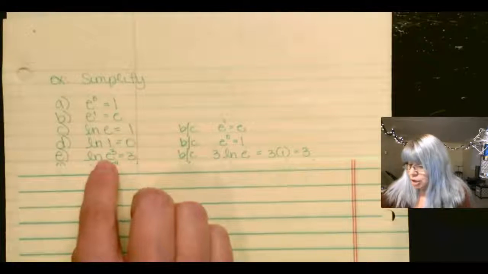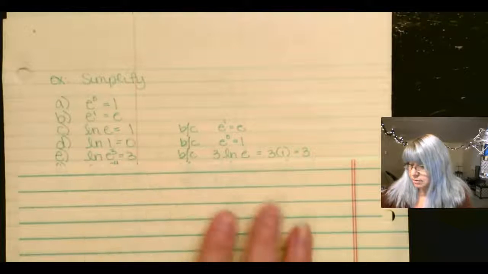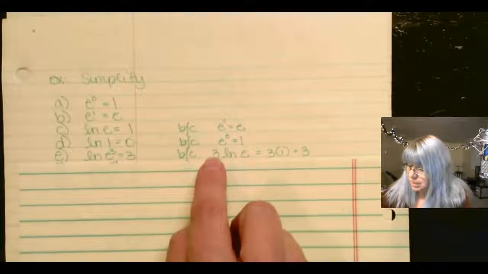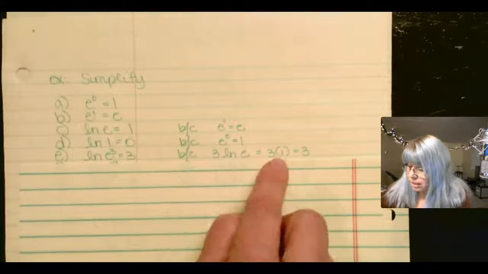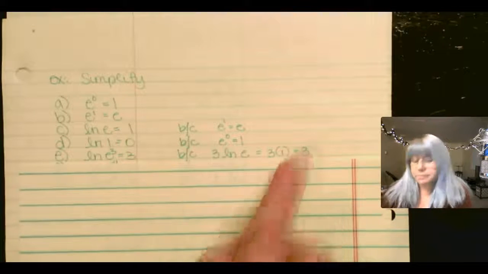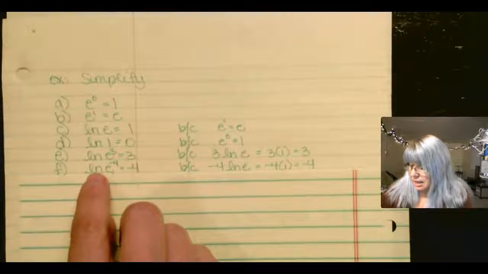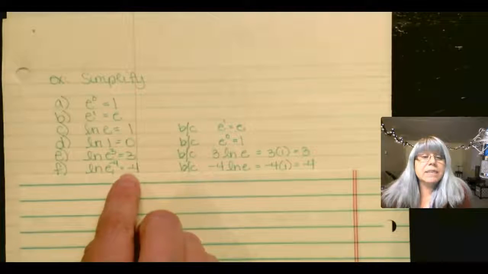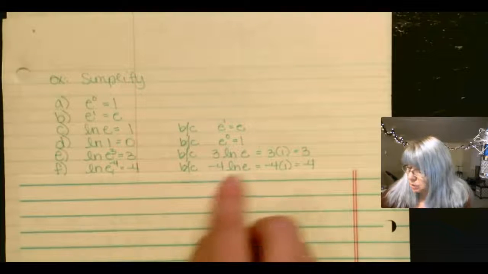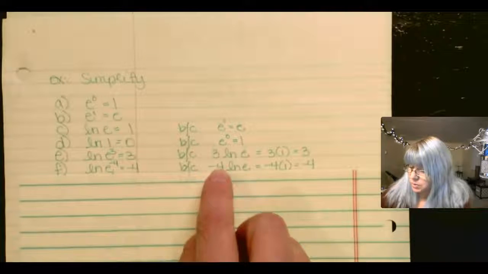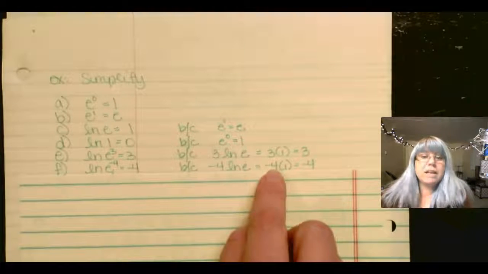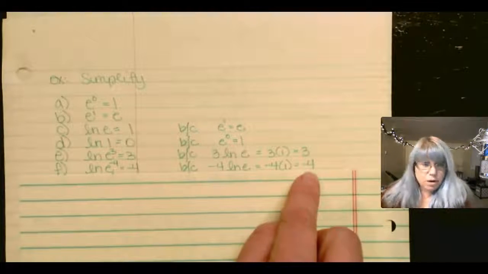The ln of e cubed is 3 because we can bring the power out front, and I have 3 times the ln of e. The ln of e is 1, so 3 times 1 is 3. The ln of e to the negative 4 is negative 4, because we can bring the power out front, so it's negative 4 times the ln of e. The ln of e is 1, therefore negative 4 times 1 is negative 4.